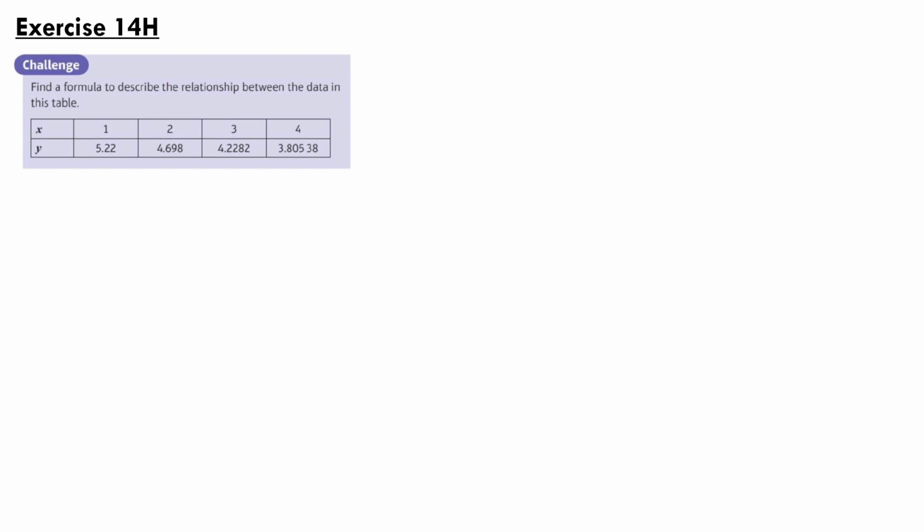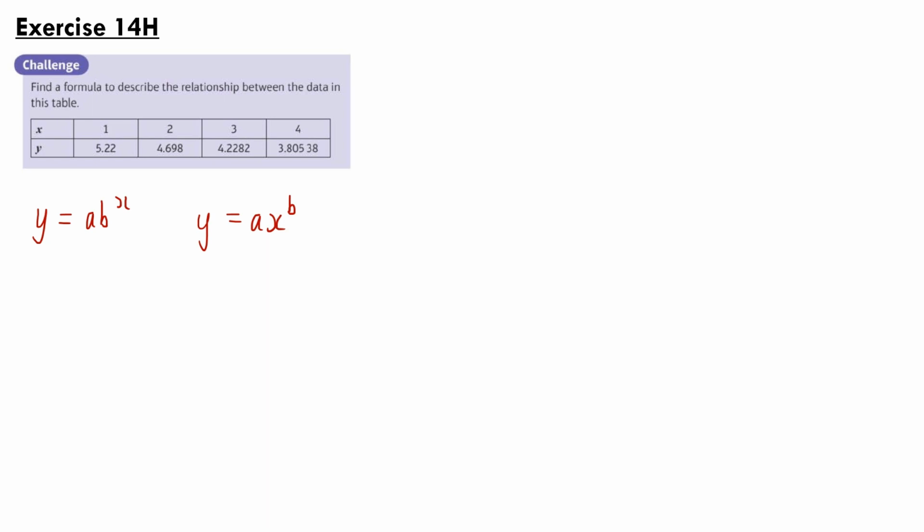Okay, our next question comes from exercise 14h. Find the formula to describe the relationship between the data in this table. So, because we're in chapter 14, we can assume that the formula is either going to be of the form y equals ab to the power of x, or y equals a x to the power b.